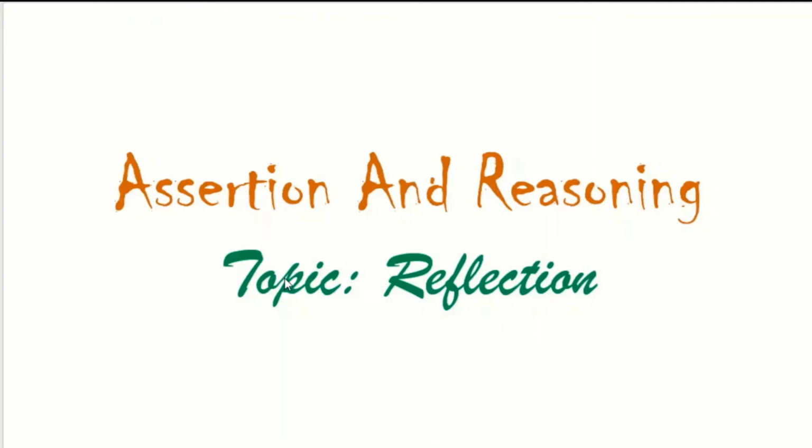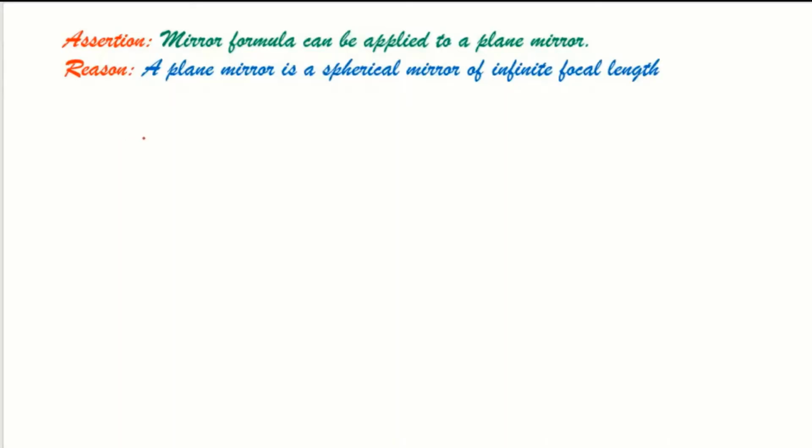So children, today we are going to do some questions on assertion and reasoning for the topic reflection. First question for us today is assertion: Mirror formula can be applied to a plane mirror. Reason: a plane mirror is a spherical mirror of infinite focal length. For assertion, since the mirror formula can be used for any kind of mirror, the assertion here is true.